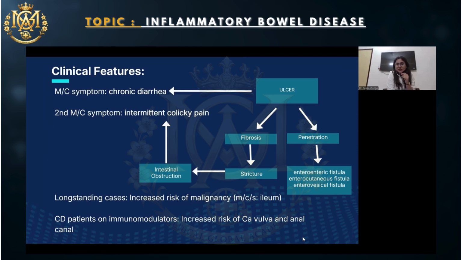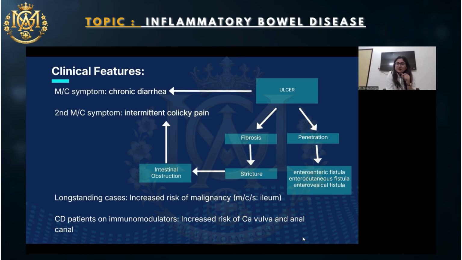is intermittent colicky abdominal pain. Now we can trace these symptoms according to the pathophysiology. Whenever a patient has an ulcer, the ulcer irritates the bowel wall and the patient has increased frequency of bowel movement. So the patient presents with chronic diarrhea.